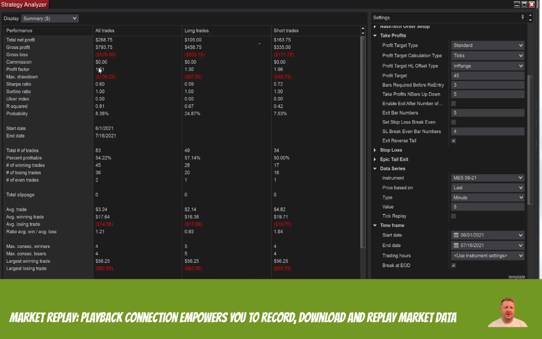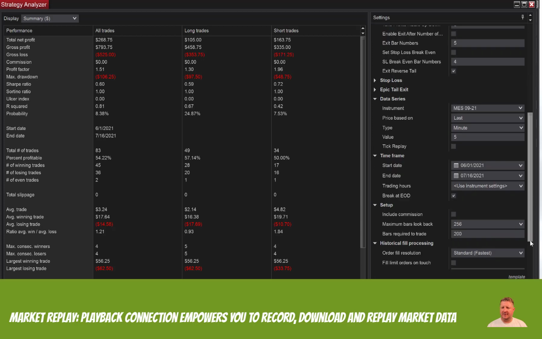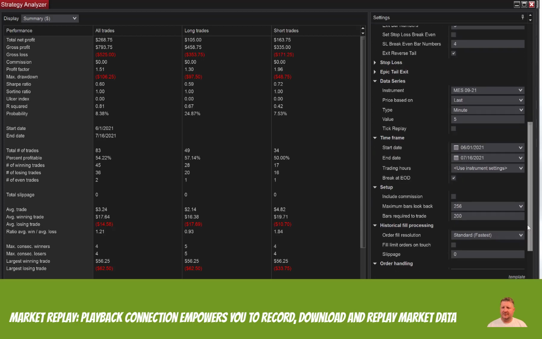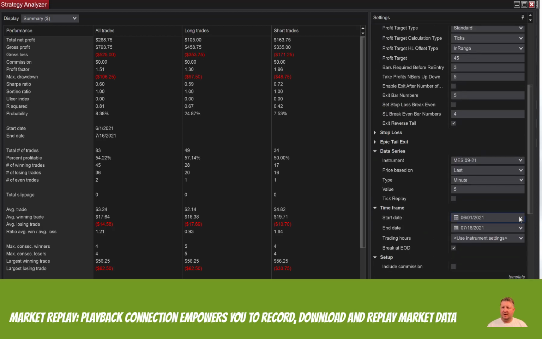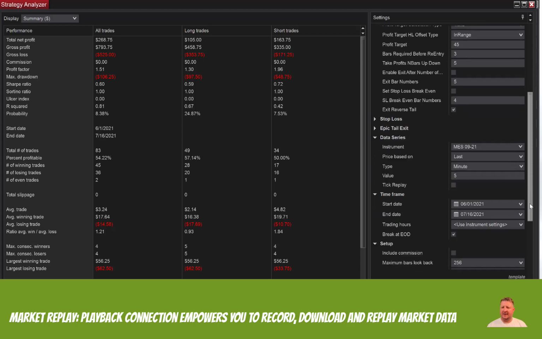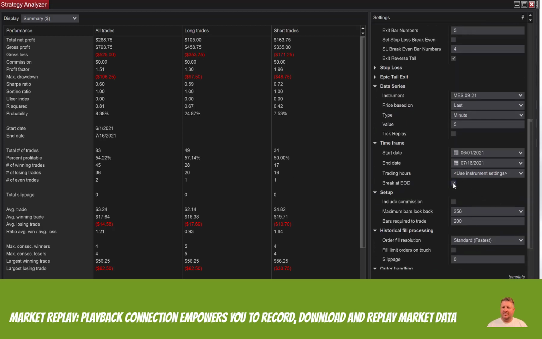It's okay. 83 trades, 54% profitable. Pretty low setup here. I did not include commission, and that could make a big difference. So I don't know about that. I'll have to add that in. It wouldn't be as good when adding commission.